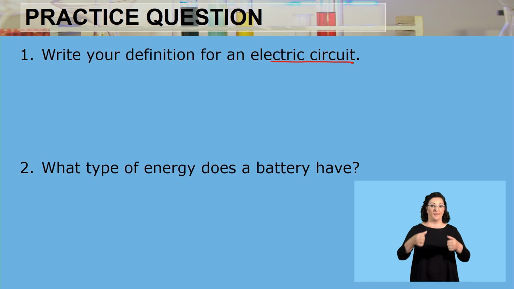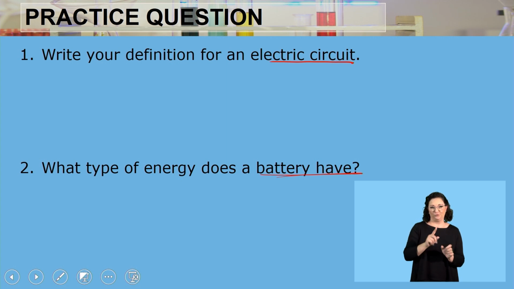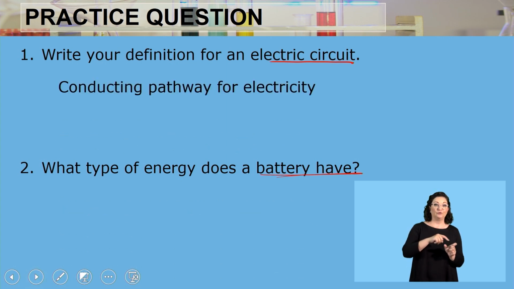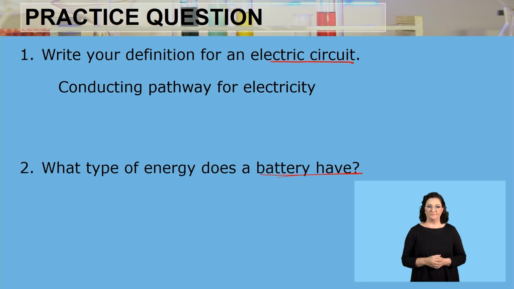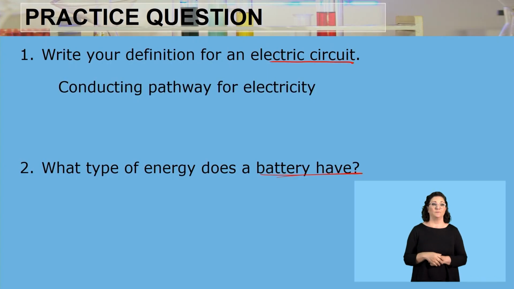And the next question wants us to write down the type of energy that a battery supplies into the circuit. So an electric circuit, we should know that it is a conducting pathway for electricity. So when someone asks you to define an electric circuit in your own words, you can play around with these words, but make sure that you do say that an electric circuit is a conducting pathway for electricity.